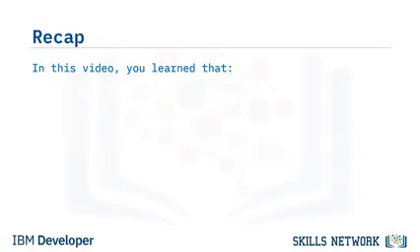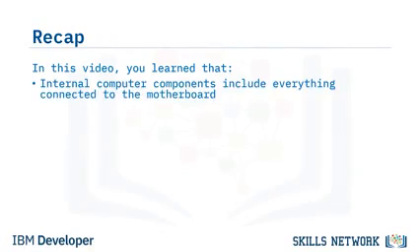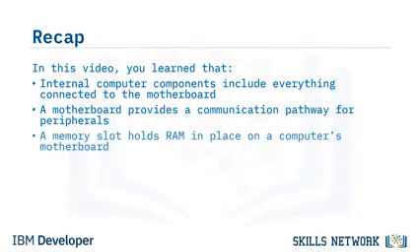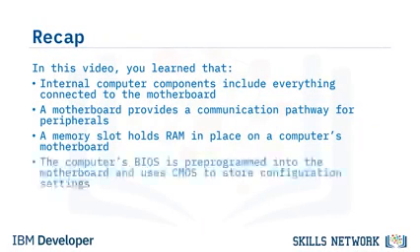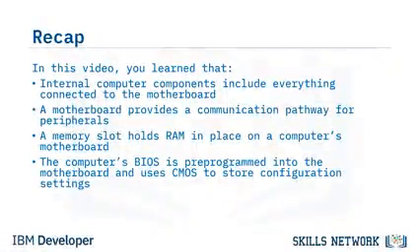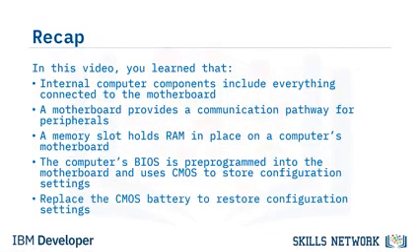In this video, you learned that internal computer components include everything connected to the motherboard. A motherboard provides a communication pathway for peripherals. A memory slot holds RAM in place on a computer's motherboard. The computer's BIOS is pre-programmed into the motherboard and uses CMOS to store configuration settings. And you can replace the CMOS battery to restore configuration settings.